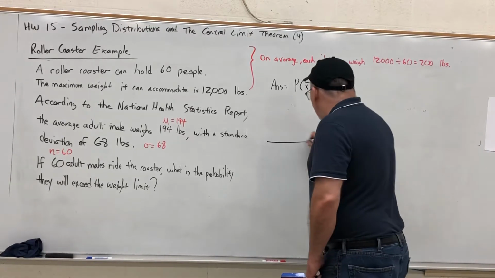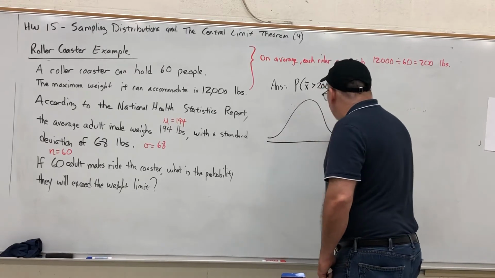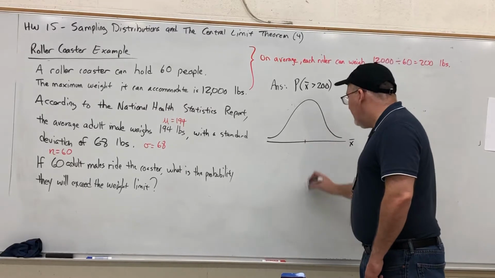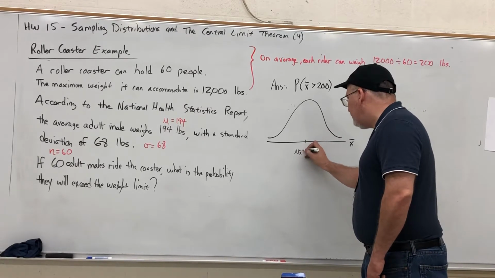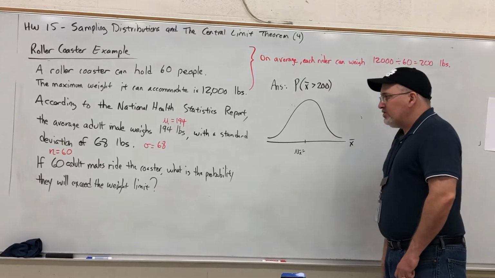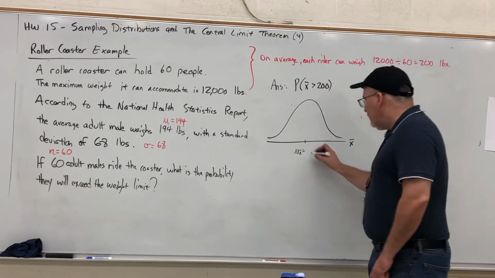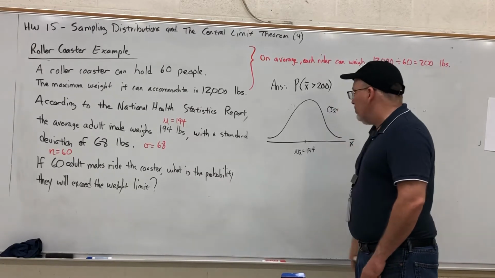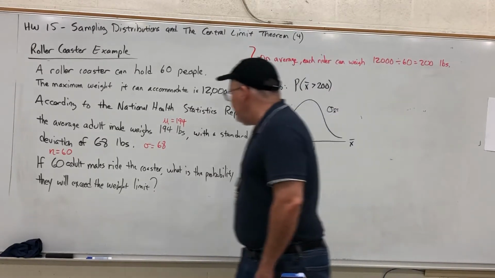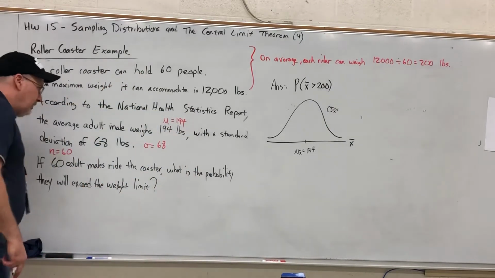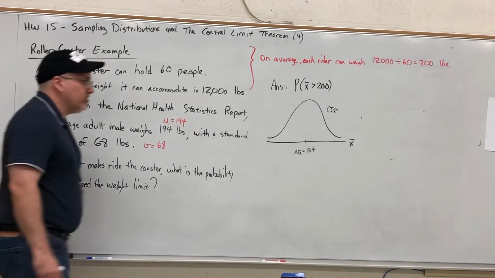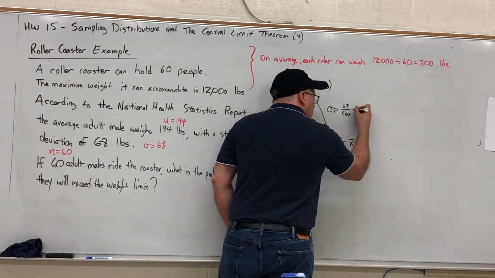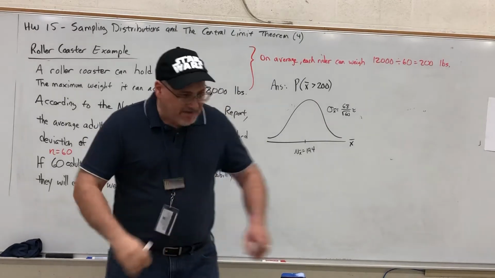Let's just draw a bell curve for this real quick to make sure we know what we're looking for. The bell curve for the X bars. And remember, the middle of the bell curve is always its average, and the average of all the X bars is just the average of the population, which was 194. And the standard deviation of this bell curve is not 68, but rather 68 divided by the square root of 60. So let's figure that out.